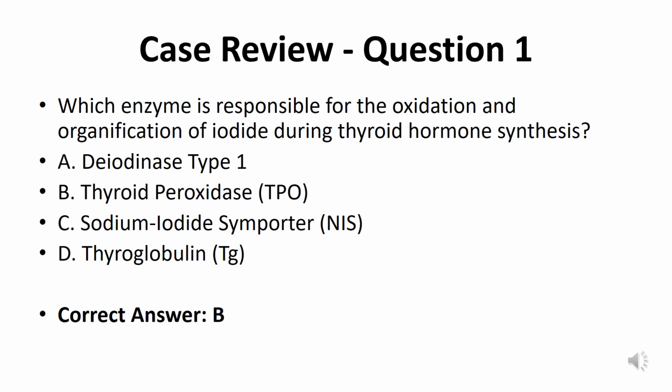Next comes organification, another process catalyzed by thyroid peroxidase. During organification, activated iodine binds to tyrosine residues on thyroglobulin, often abbreviated Tg. This produces monoiodotyrosine, or MIT, and diiodotyrosine, or DIT.